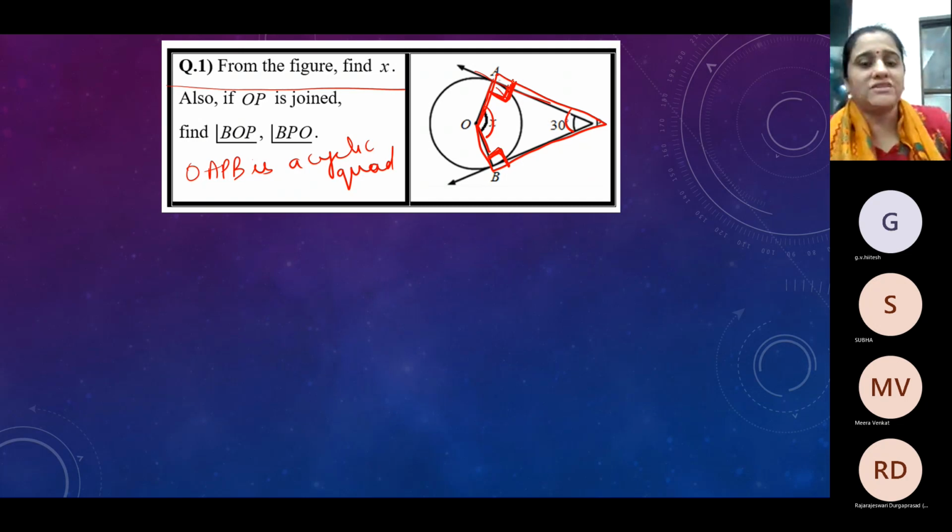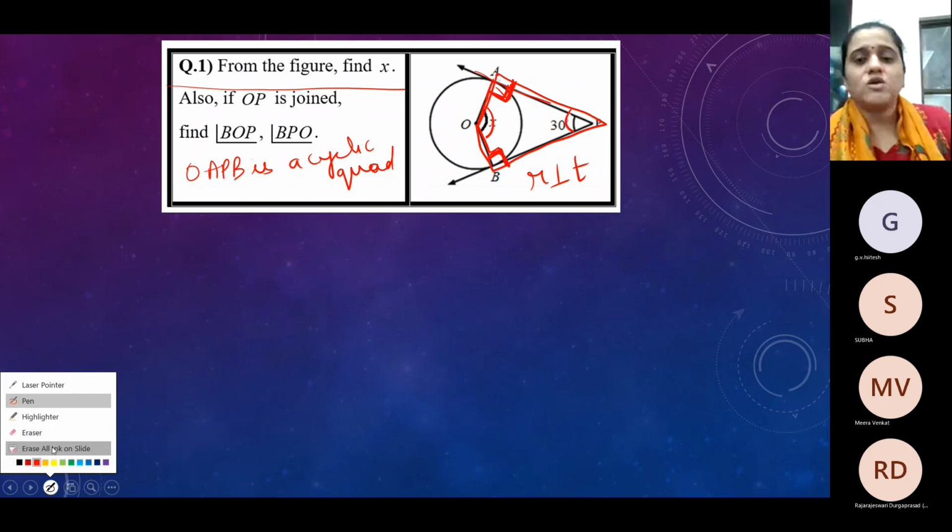Angle A is 90, B is 90. Why? Because radius is perpendicular to tangent. We know this by the theorem. So 90 plus 90, 180. So OAPB is a cyclic quadrilateral. This is the proof. How do you prove that OAPB is a cyclic quadrilateral? This is what you should write.